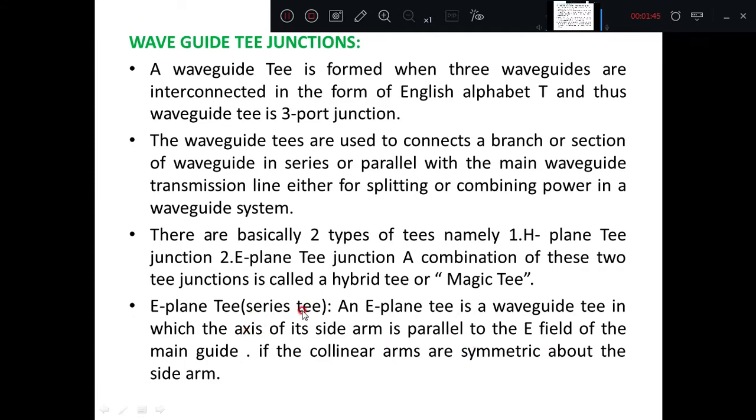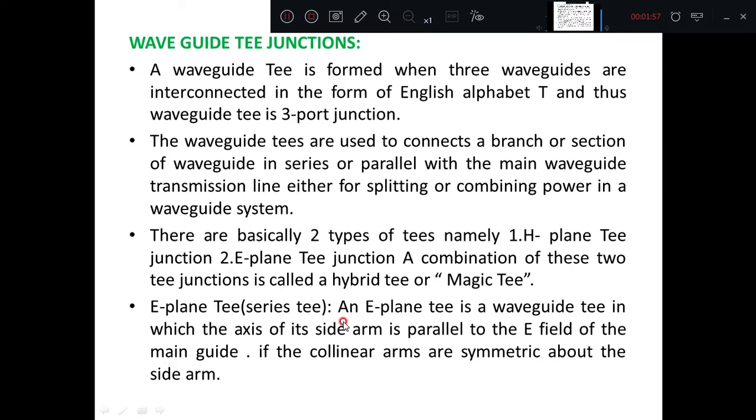Why is it known as series T? Because the axis of its side arm is parallel to the E field of the main guide. That's why it is called the series T.